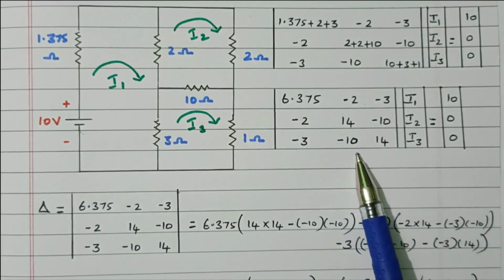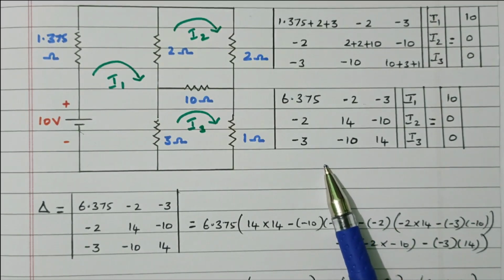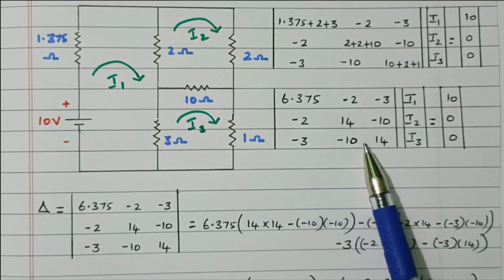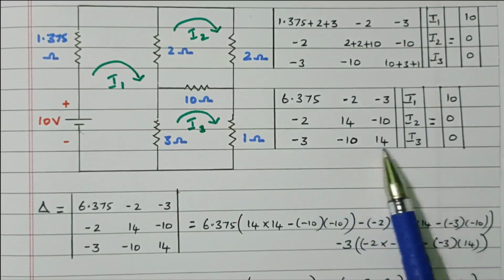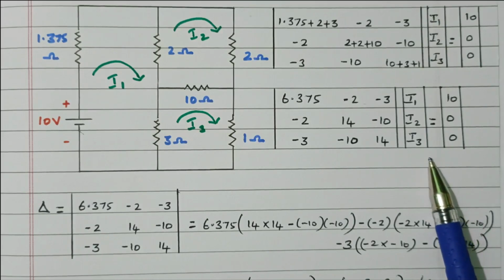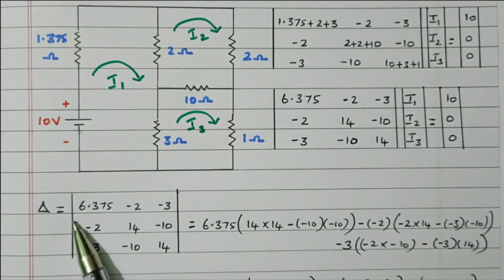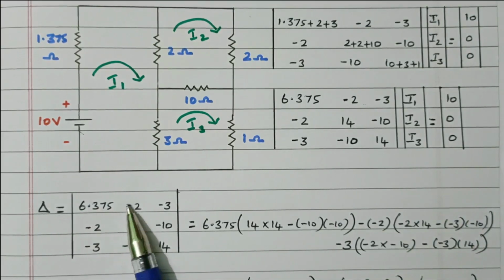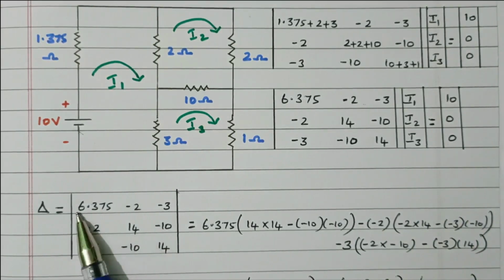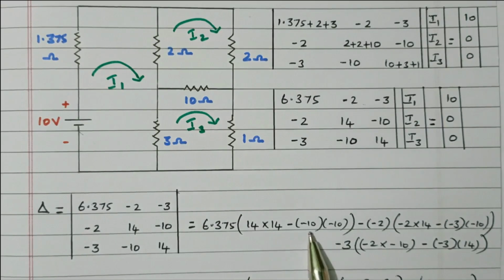Now we need to find the I3 value. I3 is very similar to the previous case, delta 3 by delta. So first we will find delta. Replacing the third column with the voltage matrix will give delta 3. From this we can find I3. That should be 2 ampere. Right. So this delta value is available here. How to find that? 6.375, 14 into 14 minus 10 into minus 10 is written.